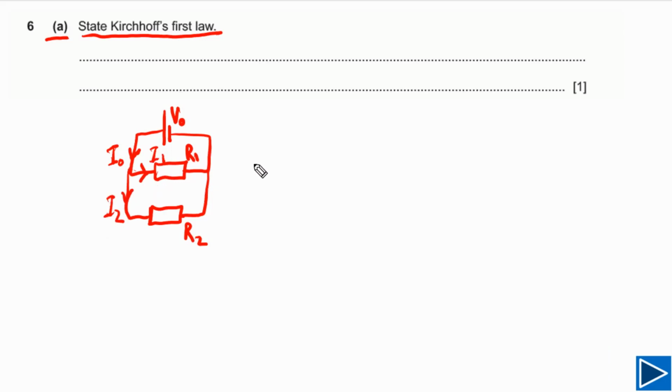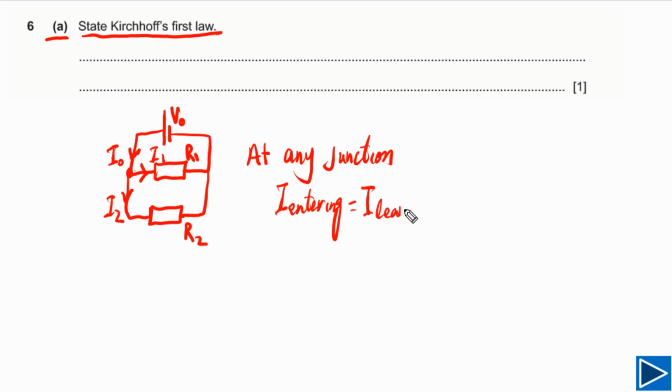Now according to Kirchhoff's first law, at any junction, let's say if we study this junction, according to Kirchhoff's first law, I entering has to be equal to I leaving. Means the total I entering has to be equal to total I leaving. In this case, current entering this junction is I0 and current leaving this junction is I1 and I2. So this is simply Kirchhoff's first law.